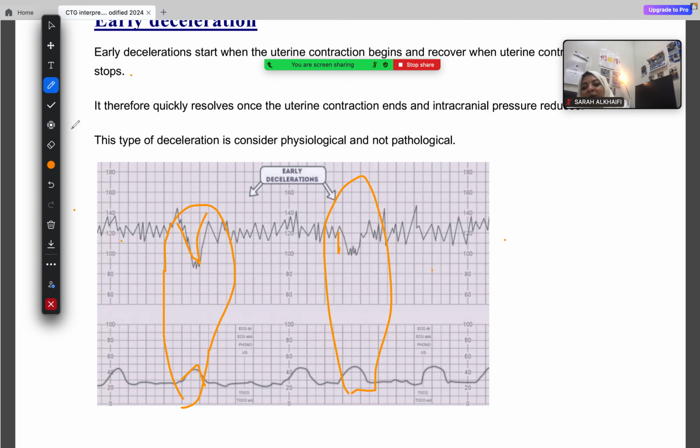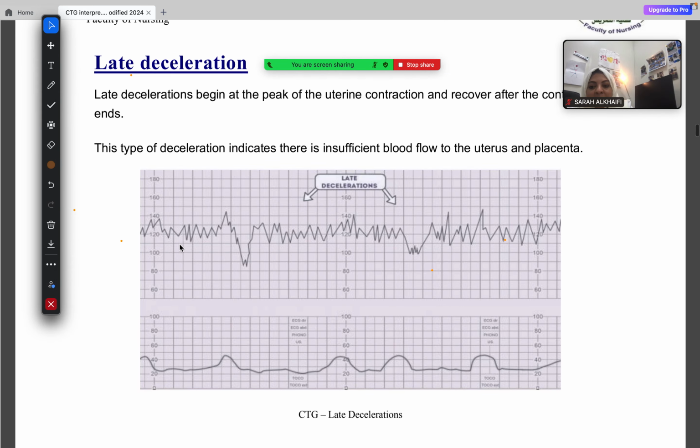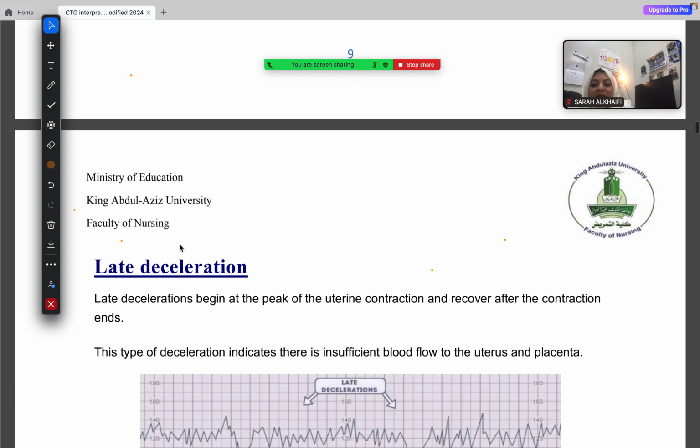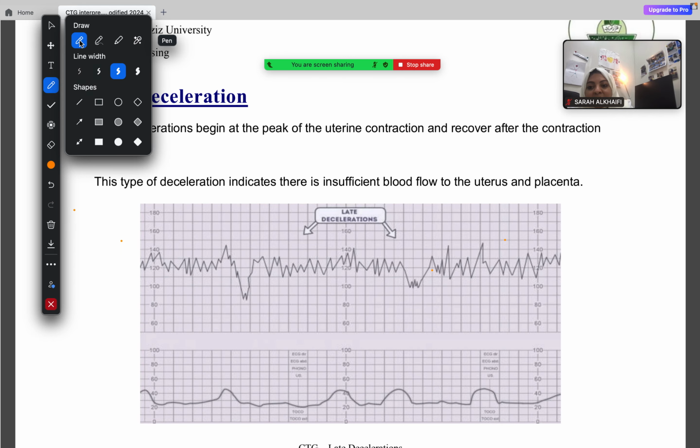Let's move to the second. Hopefully we have an example or a second definition. Let me see what we have here. And let's go down a little bit. Okay, so we're going to talk about late deceleration. Late deceleration, like at the beginning, what is the deceleration?